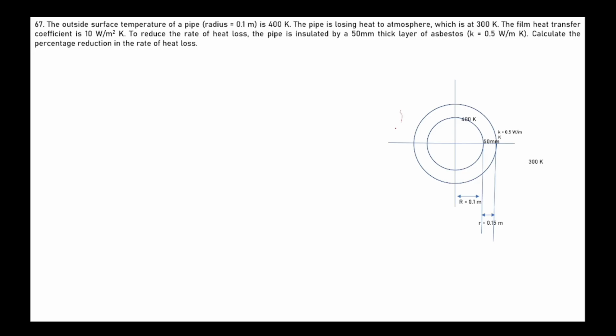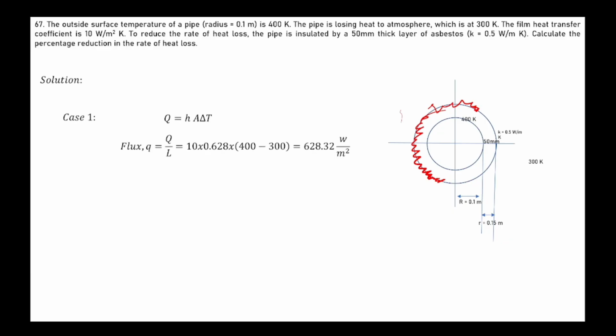For the first case, there is no insulation. This is insulation. So there is no insulation all over the pipe. Okay. So for the first case, Q is equal to h A delta T, straightforward. We have this fixed.